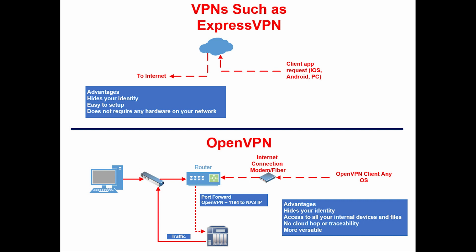OpenVPN, on the other hand, is kind of the opposite. Your client device does hook up just as it does on a cloud-based VPN, but rather than hook up to a cloud service, it actually hooks up directly to your external IP. And then once it hits that, it goes into your router where you've created a port forward, and the router takes you to the OpenVPN server that you have via the QNAP.